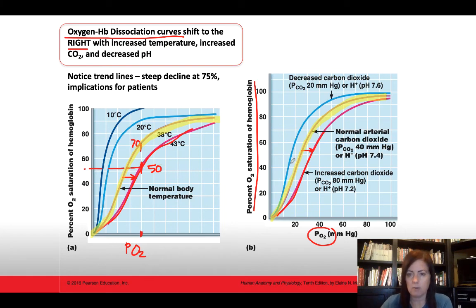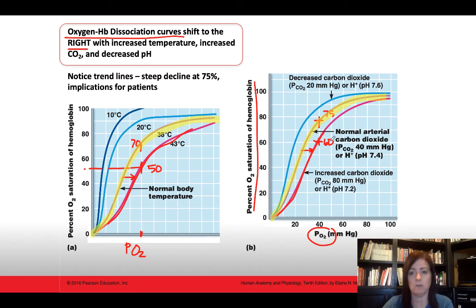And then let's look at this one. Same thing here with increased carbon dioxide. So let's say at a partial pressure of 40, we're sitting here, about 75% of our hemoglobin is saturated. Let's look on this curve. If we follow that partial pressure line up, and we're here, that's where this curve crosses. It's more like 60. So we just went from 75% of our hemoglobin being saturated down to 60%.